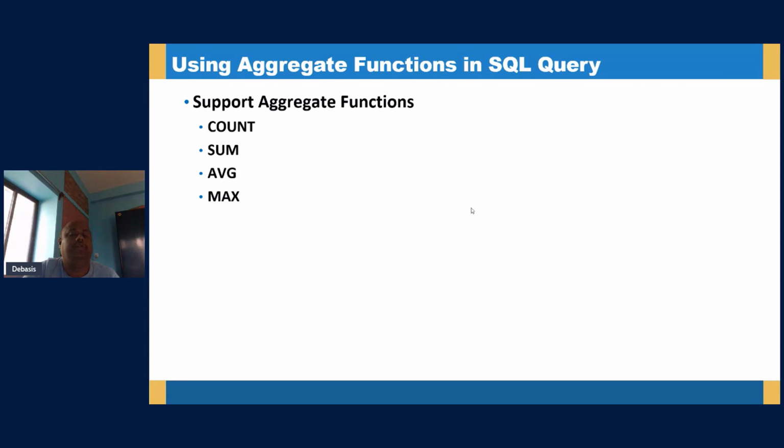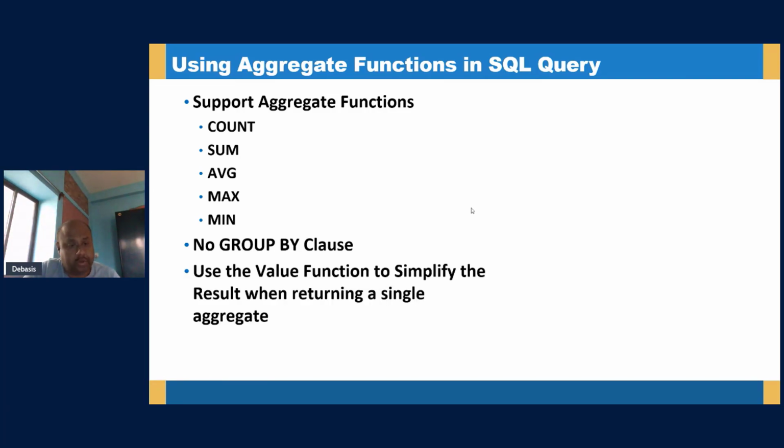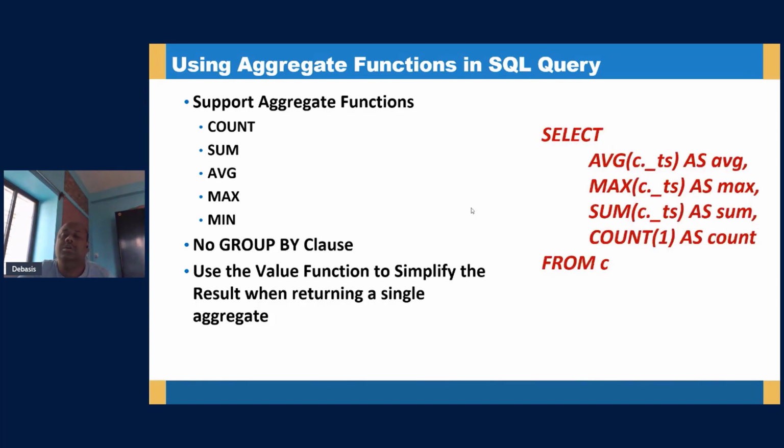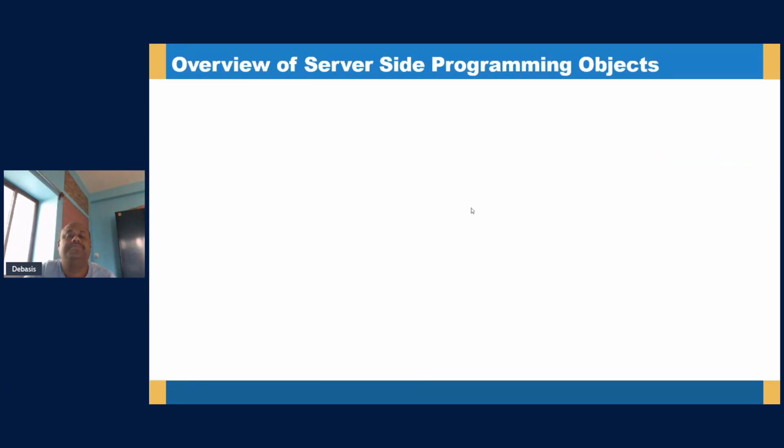Also, Cosmos supports different aggregate functions like count, sum, average, max, min, etc. In the case of Cosmos, we know a group by clause is required. We just need to implement this clause in the functions, use the value function, and simply call it from the data. So this is a sample example of the aggregate functions in Cosmos.